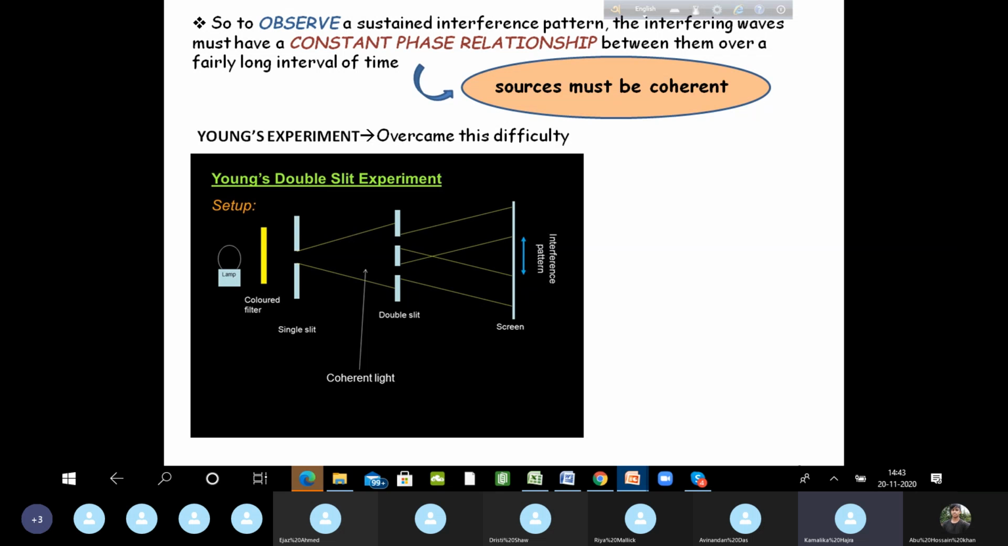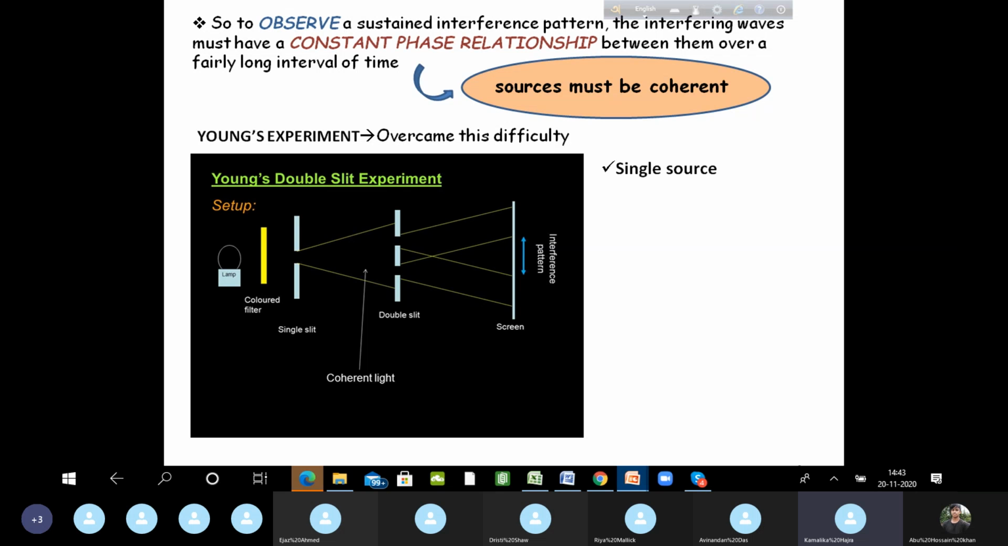So this portion again, the mathematics of Young's double slit experiment is important, but this portion of why it was for the first time that he overcame this difficulty and produced coherent sources. How did he produce coherent waves? That is also very important.